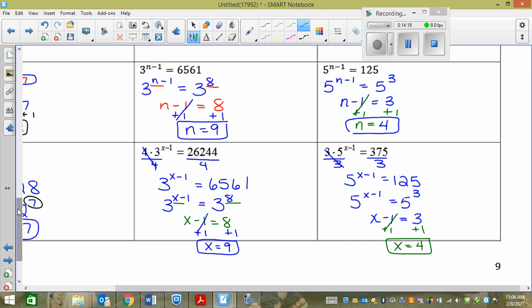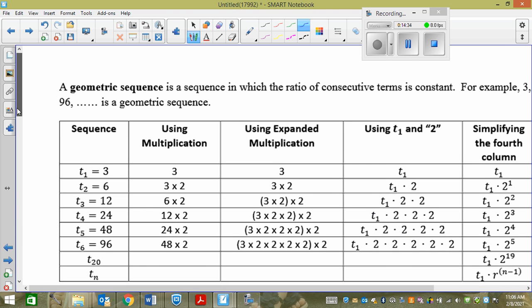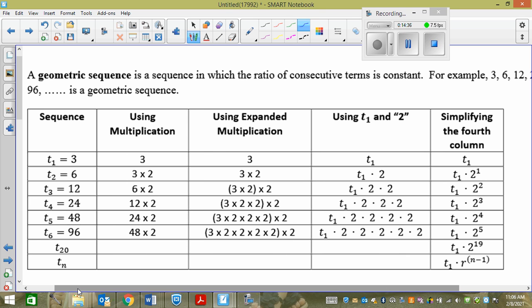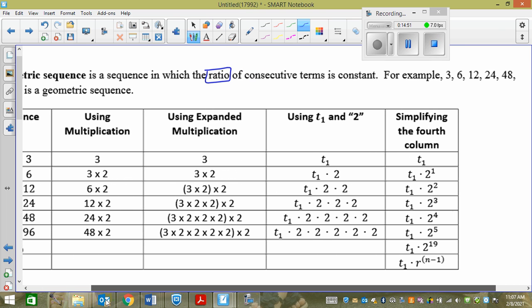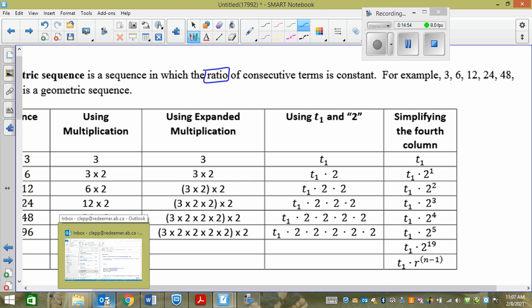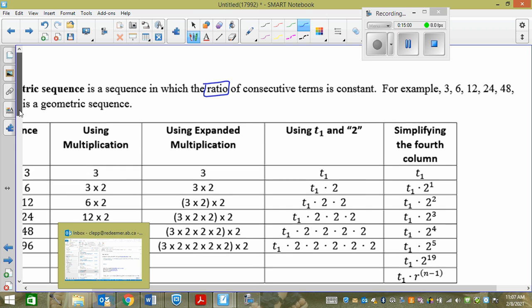Then we're going to flip over. That's nothing directly related to geometric, but we need to know how to solve for x like this in the geometric sequences equation. So a geometric sequence is a sequence in which the ratio, not common difference this time, of consecutive terms is constant. For example, we have 3, 6, 12, 24, 48, 96. It's more noticeable because it goes up faster, right? The other one would just go up by 3s.